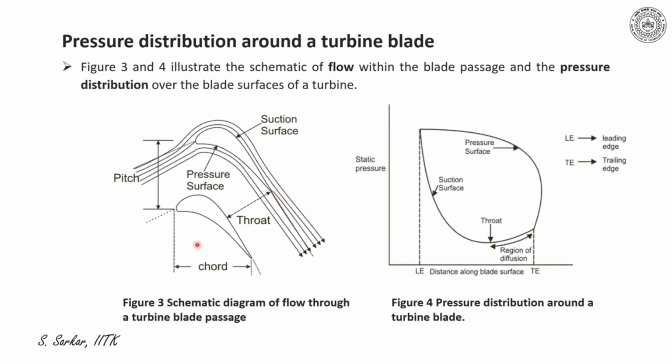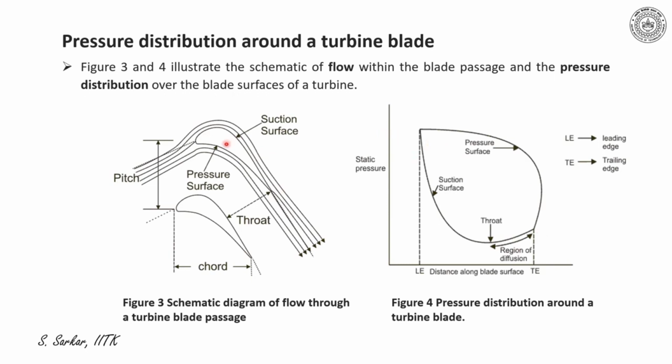Throat is the location of minimum cross-sectional area of the blade passage, and one surface of a turbine blade is indicated as the suction surface and one surface is indicated as the pressure surface. Now look along the pressure surface. In the first half, the flow or the pressure remains almost invariant, then the flow will accelerate and the pressure will drop at a very high rate.